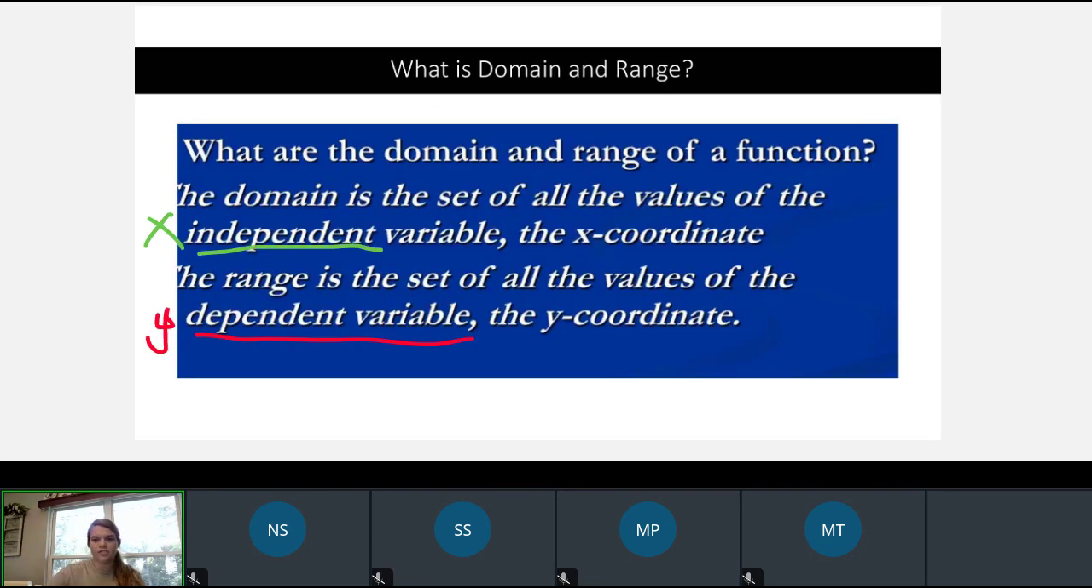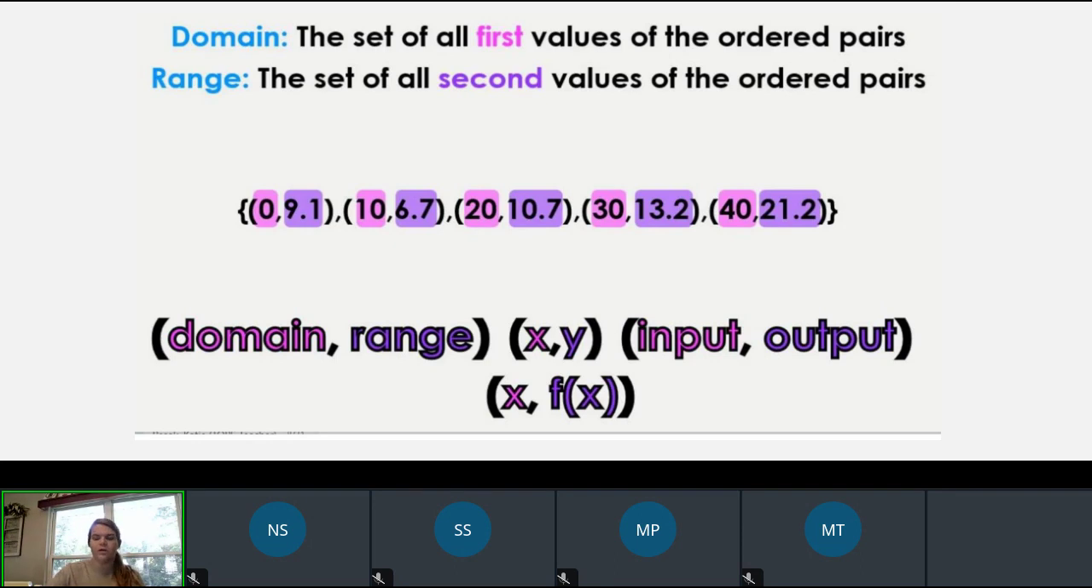This next slide is just another way to say all of that. Okay, this is another representation. I tried to color code it for you. So the domain is going to be everything in pink. The domain is the set of all the first values in the ordered pair, which is also the X values.